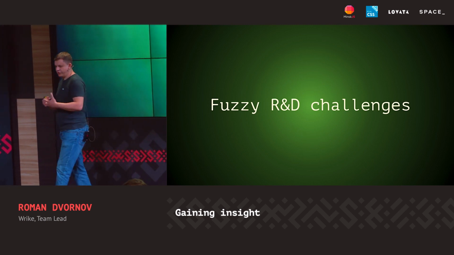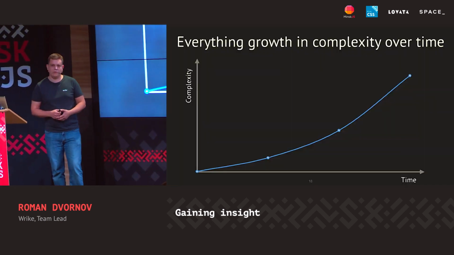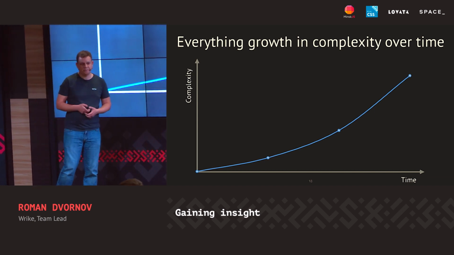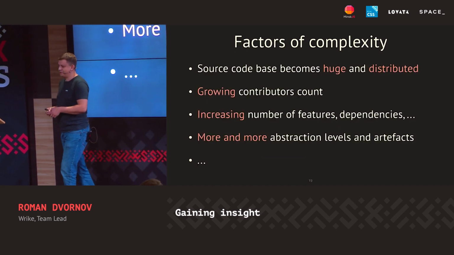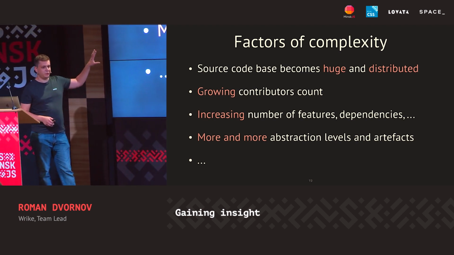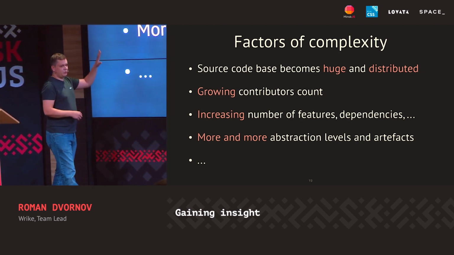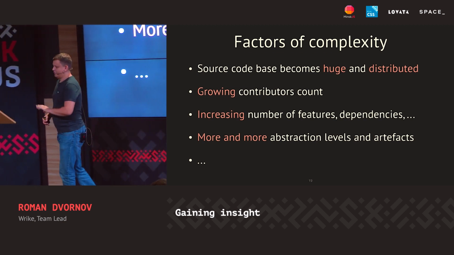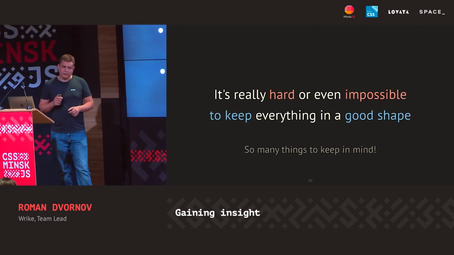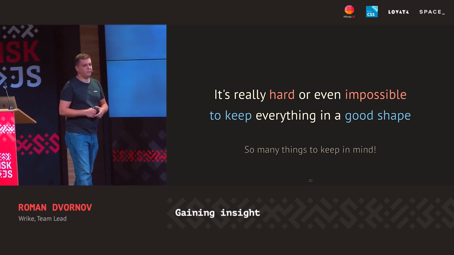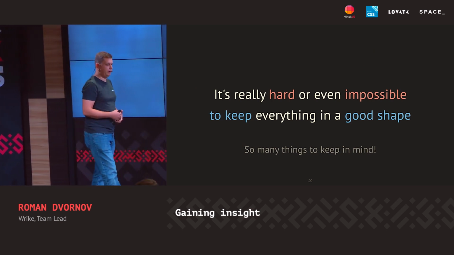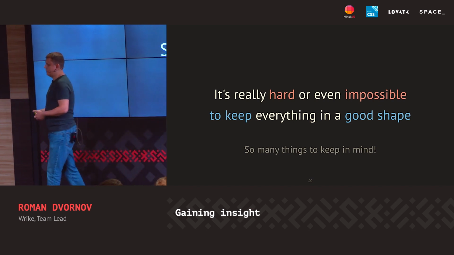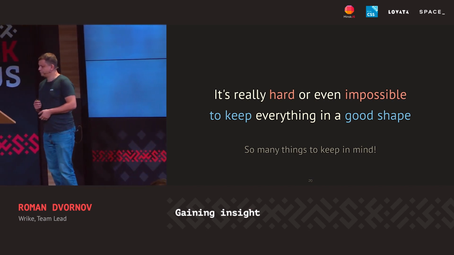And what are the challenges here? As you know, everything grows in complexity over time. So there are many words, but I highlighted the most important of them. It's huge, distributed, growing, increasing. I think most of you face these problems. And it has become really hard, or even impossible, to keep everything in good shape. All the time something goes wrong.